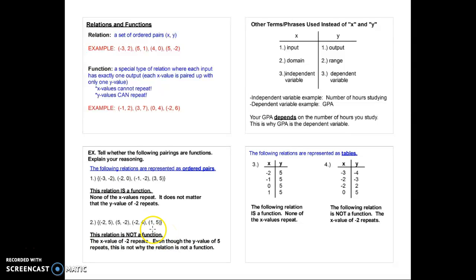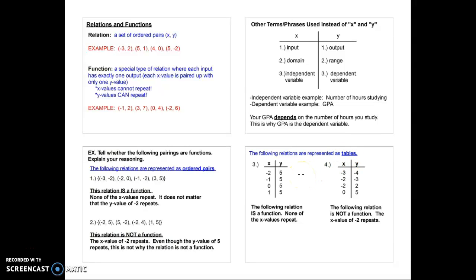Now again, it doesn't matter that the y values repeat. I have two y values of 5s. That's okay. It's simply the x values that cannot repeat. Now, same type of question, except these relations are represented using tables. It's asking you the same thing though.